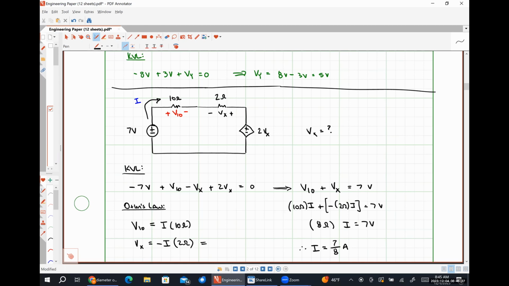And so Vx, the thing that we were originally trying to solve for, would be negative 7/8 of an amp times 2 ohms, which is going to look like negative 7/4 of a volt. Anybody have any questions?